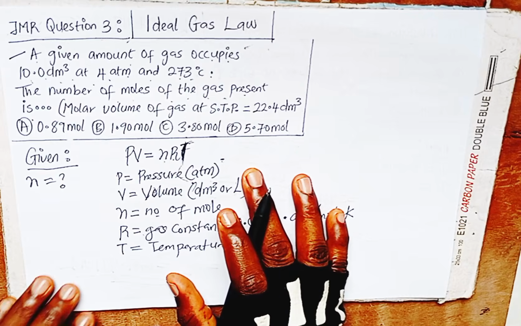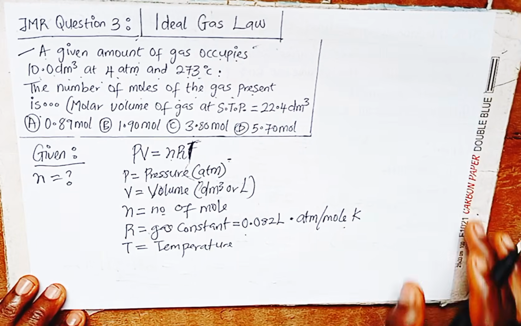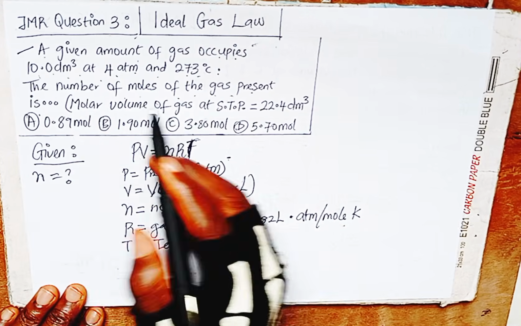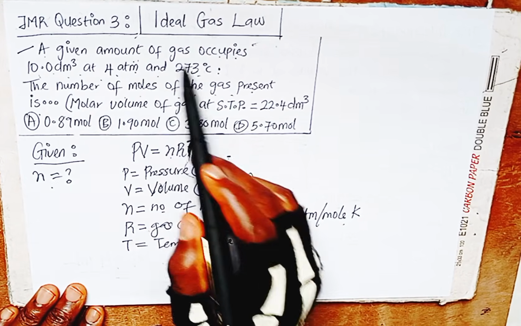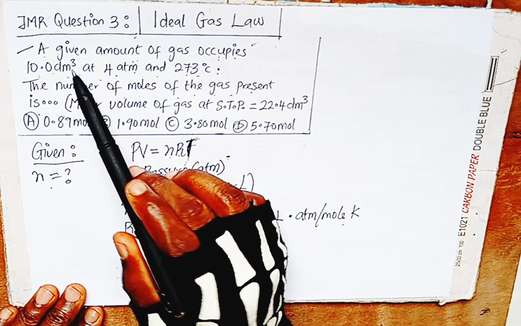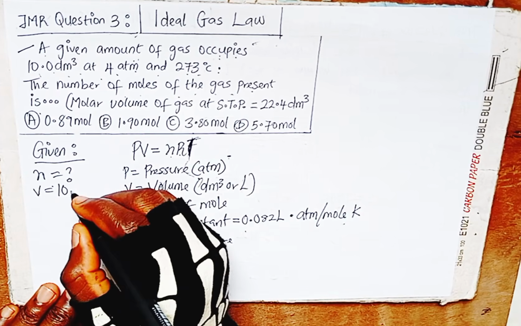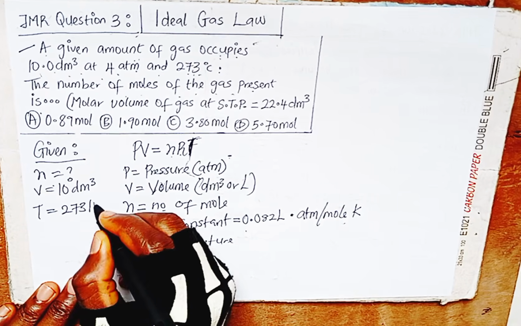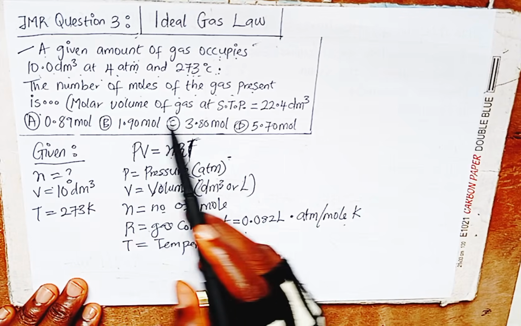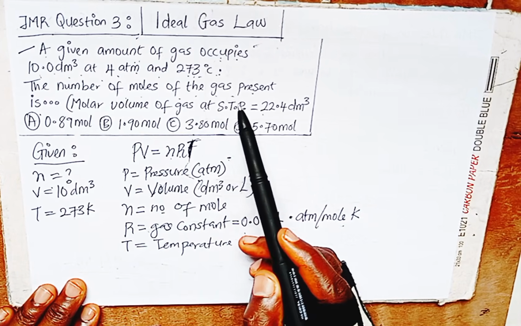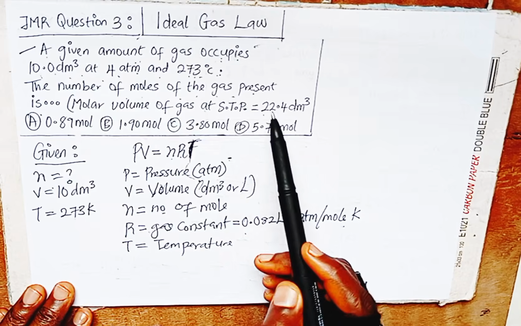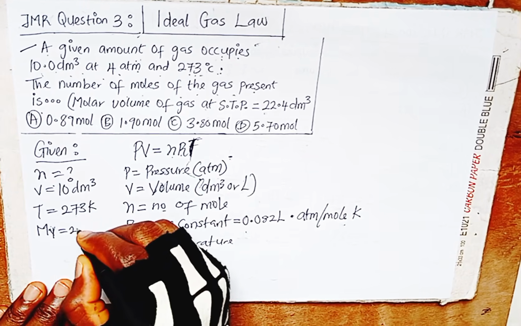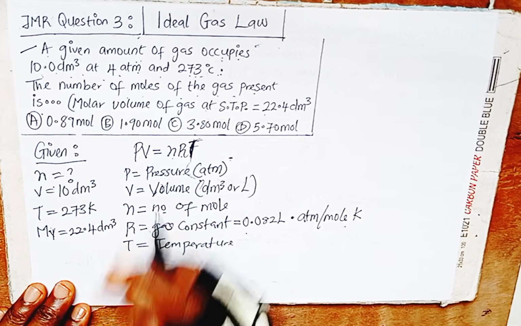All right, so let's now write out all we were given to solve, and see if it matches this perfectly, to see if we can use this formula or if we have to modify the formula. Okay, so we've written N, that's what we are looking for, and we were given the volume, 10 cubic decimeter. V is equal to 10 cubic decimeter. We are given temperature equal to 273, and we were given the molar volume of gas at STP. Let's just put it, MV equal to 22.4 decimeter.